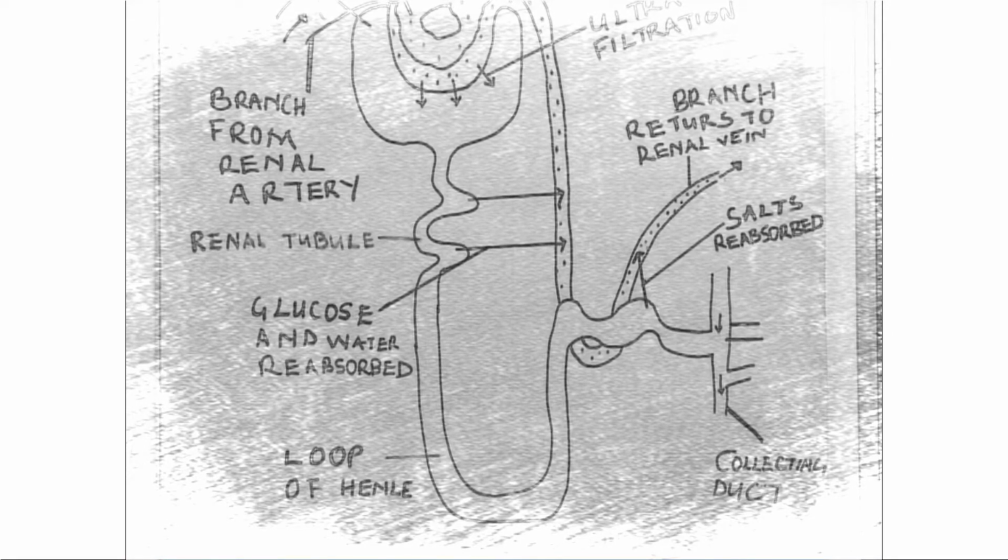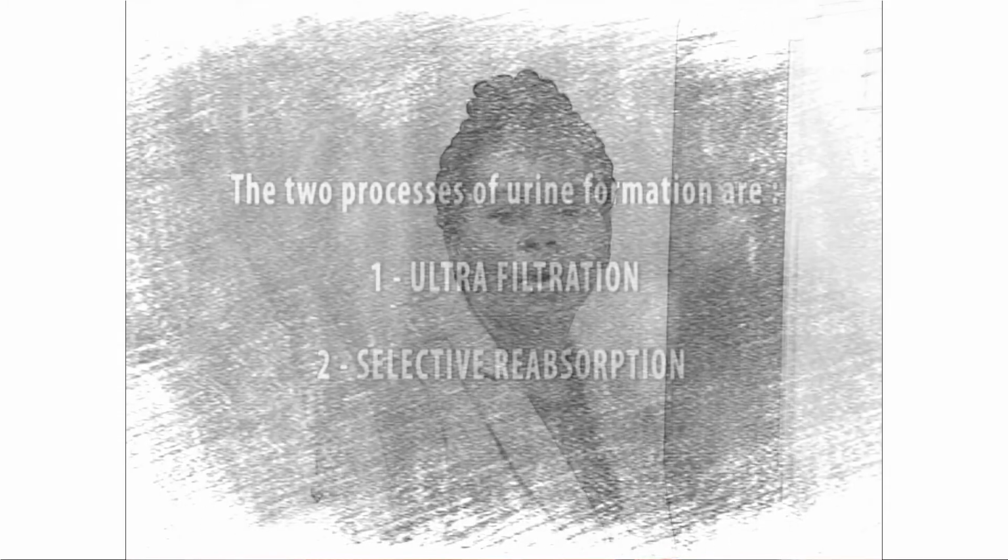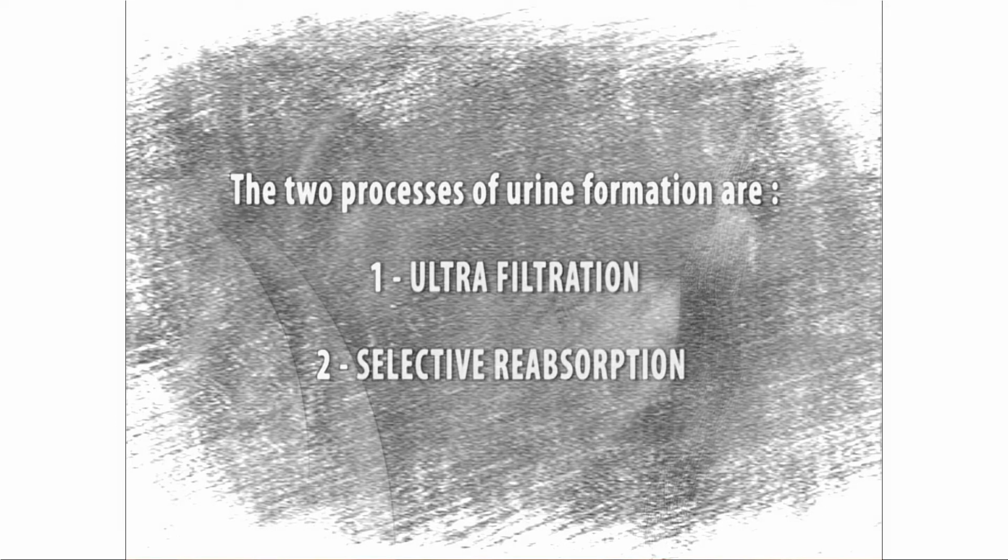So we explain now how urine is formed. Basically, we have two processes. The first process, we call it ultrafiltration. Then the second one, we call it selective reabsorption. These are two important processes involved in urine formation. So first, I will explain the ultrafiltration.